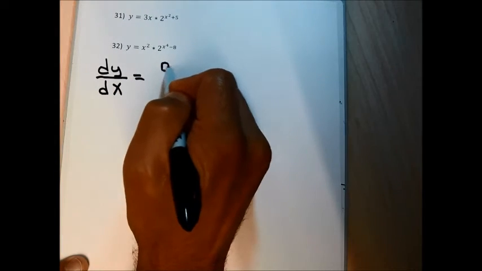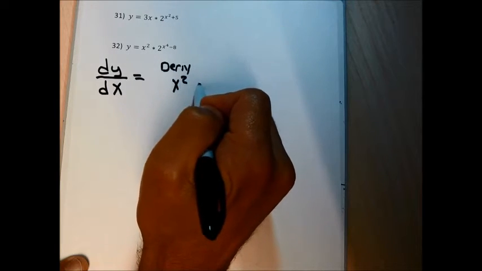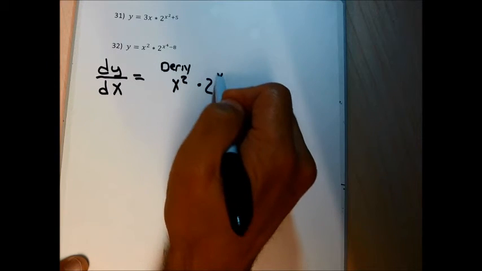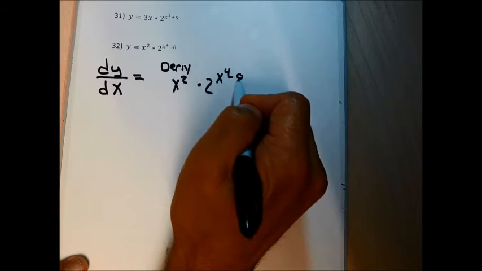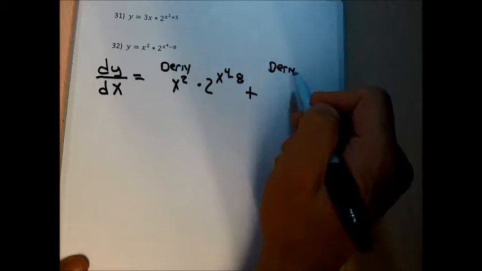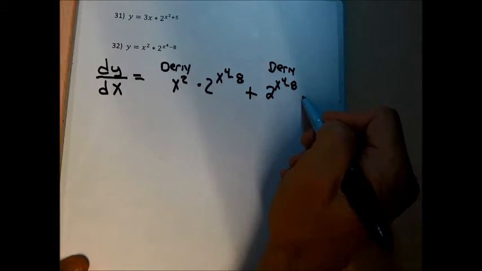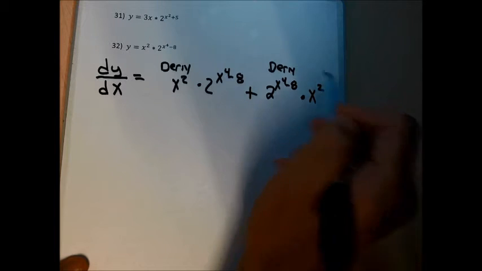Cool. Alright, so you need to use a product rule again. So I'll write dy dx just so we don't forget about that notation. But I could have written y prime. It's going to equal first the derivative of x squared times the 2 to the x to the 4th minus 8, unchanged, and then plus the derivative of 2 to the x to the 4th minus 8 times x squared.